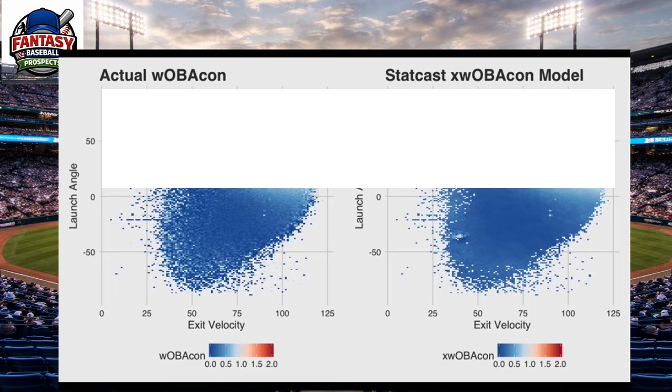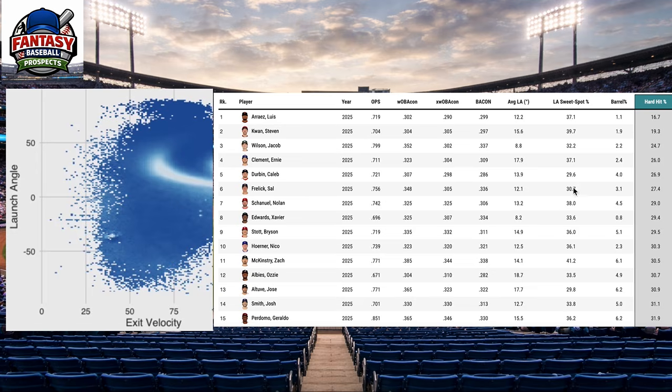So now let's look at the other end of the extremes, the outliers who don't have a really high hard hit rate. If you look at the guys with the lowest hard hit rates in the majors, there's only 16.7% for Luis Arraez. That makes sense. Jacob Wilson, Sal Frelick, some of the other players here, and that's where you can see Ozzie Albies. He has one of the highest launch angles with one of the lowest hard hit rates. That seems like an absolutely terrible profile.